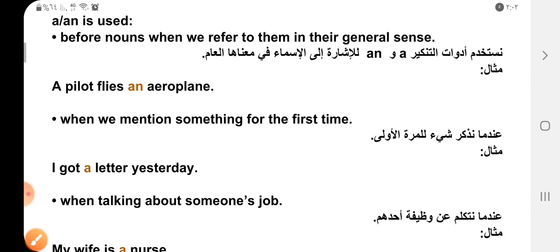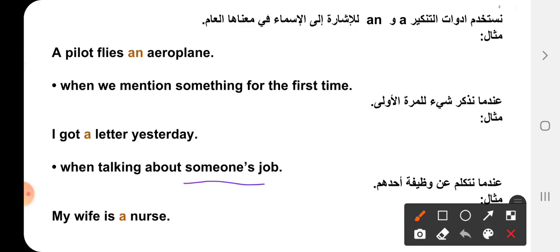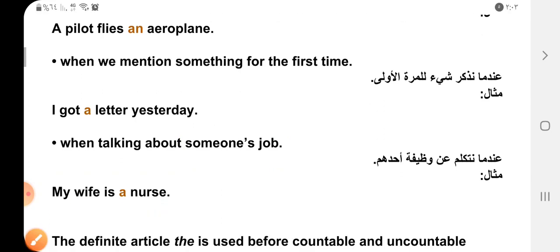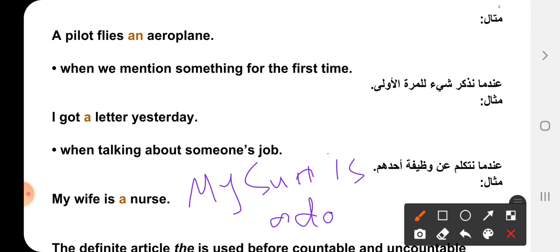Also, when we are talking about someone's job, look at this example: my wife is a nurse. Also, my son is a doctor. So his job is a doctor, because I'm talking about his job.